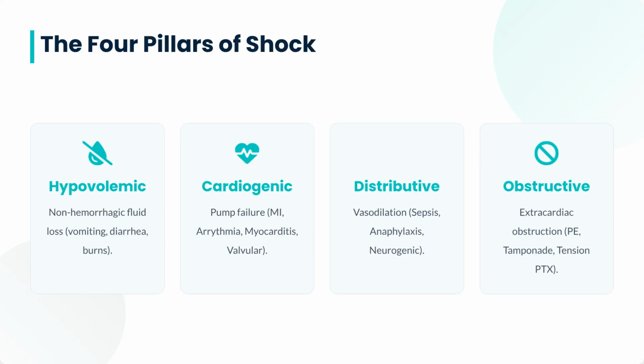The four main types of shock are hypovolemic, such as from non-hemorrhagic fluid loss, cardiogenic due to pump failure, distributive caused by vasodilation often seen in sepsis, and obstructive resulting from extracardiac obstruction.